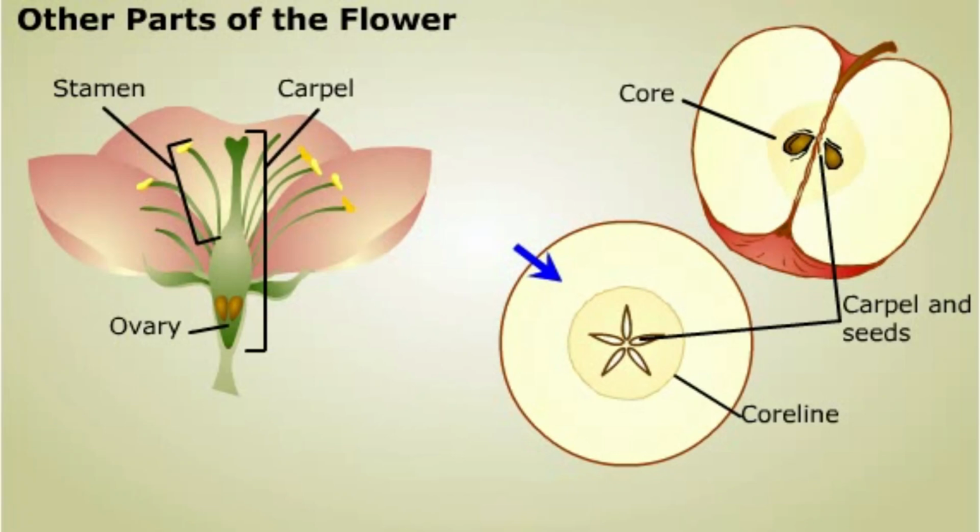For example, the flesh of an apple we bite into results from the enlarged base or receptacle of the flower. The ovary develops into the apple core. The seeds are inside the core. Their tough brown coat is the ovule wall. Opposite the apple stem, the sepals are visible at the base of the apple, sometimes with the stamens still attached.